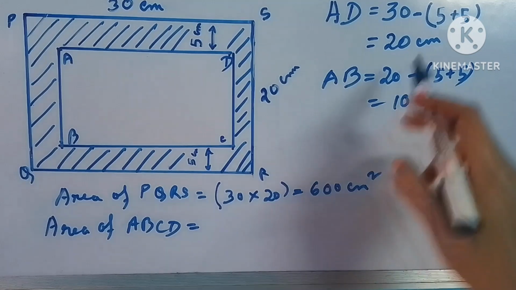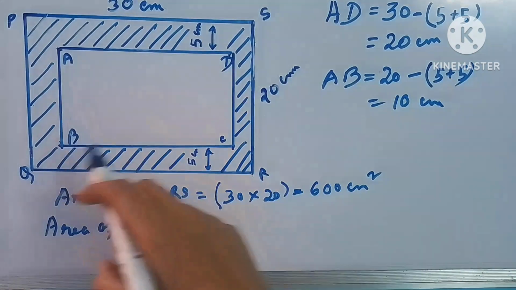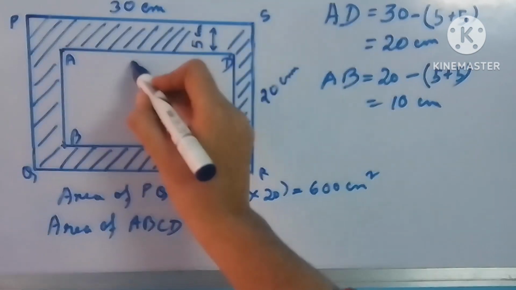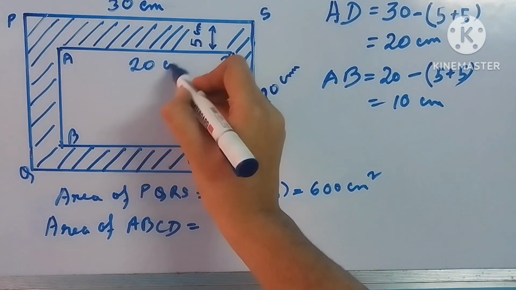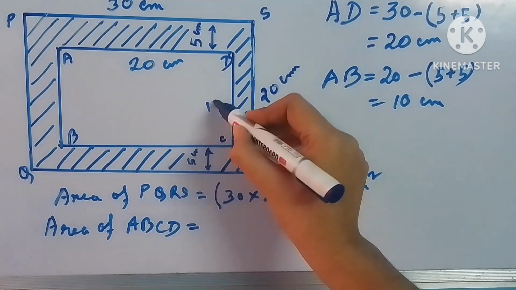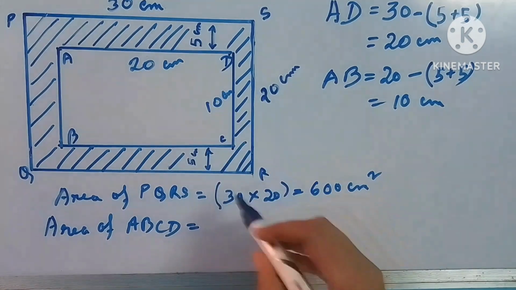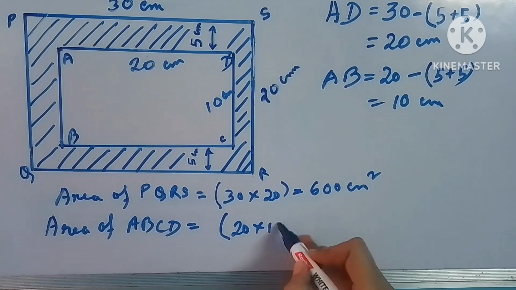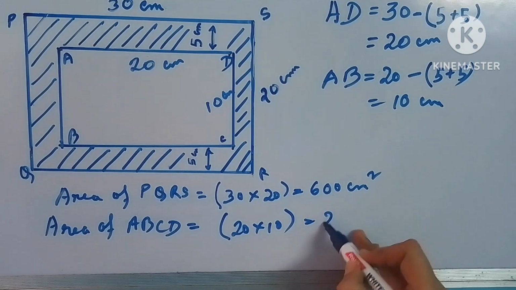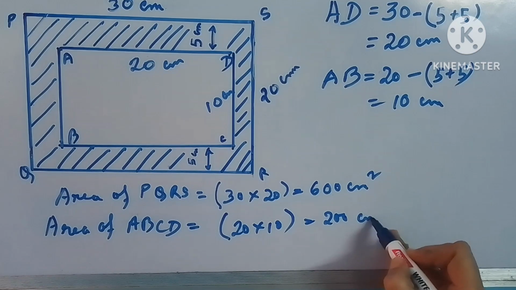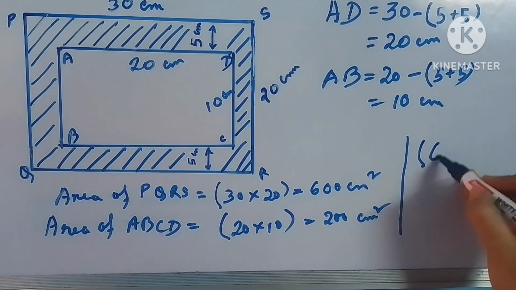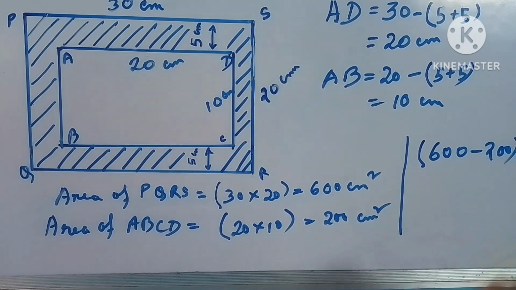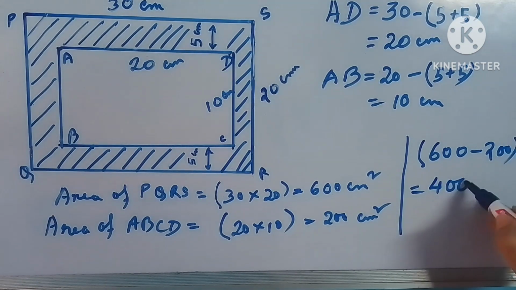Now the main portion of the sum is we have to eliminate the area of the smaller rectangle ABCD from the bigger rectangle PQRS to get the margin area. After getting the area of the small rectangle, we have to eliminate it from the area of the big rectangle to get the area of the margin portion, that will be 400 cm square.